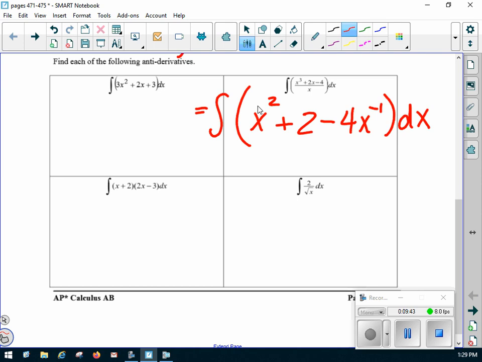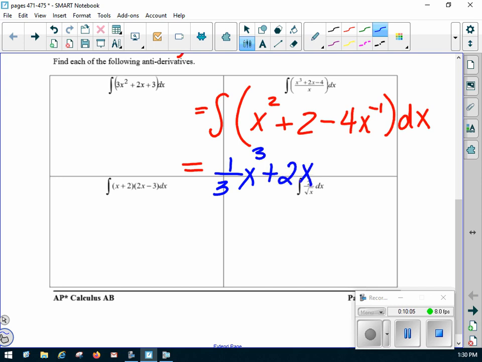Do you see how that worked? Now let's take the antiderivative. What's the antiderivative of x squared? One-third x cubed. Good. What's the antiderivative of 2? 2x. Good.